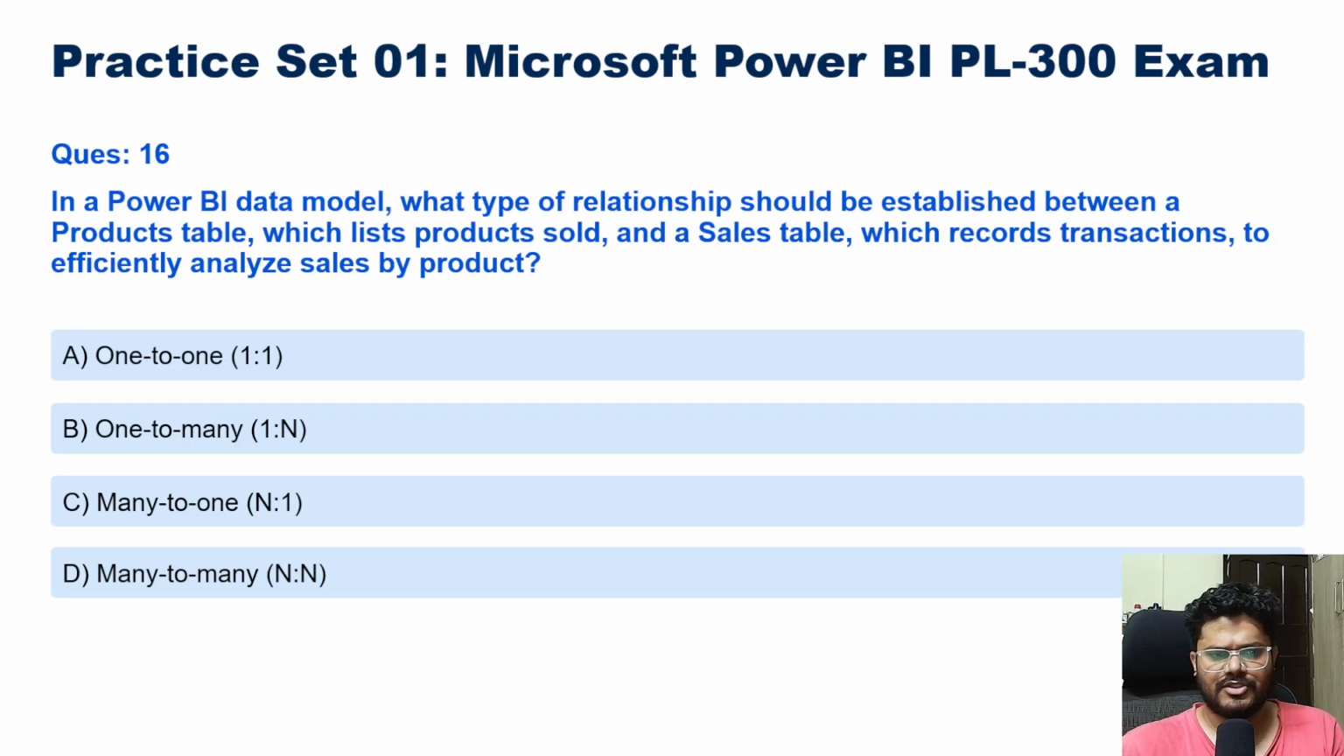Here's the question. In a Power BI data model, what type of relationship should be established between a products table which lists products sold and a sales table which records transactions to efficiently analyze sales by product? Option A, one to one. Option B, one to many. Option C, many to one. And option D, many to many. You have 10 seconds to mark your option. Your time starts now.